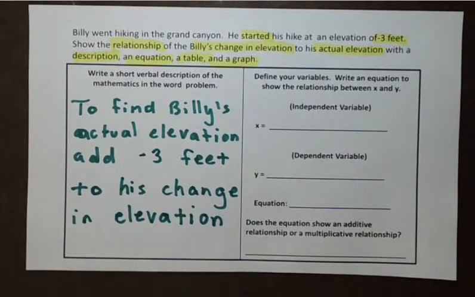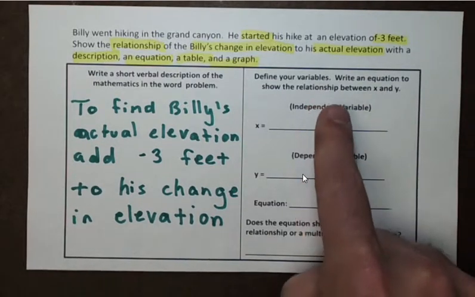To find Billy's actual elevation, you add -3 feet to his change in elevation. So if Billy is just sitting there, and by the way, copy this down, but if you're going to find his actual elevation, he starts at -3 feet. So every time he drops a foot, his actual elevation, if he drops 1 foot, will be -4 feet. If he drops 2, it will be -5. So you just add a -3 to find the change in elevation.